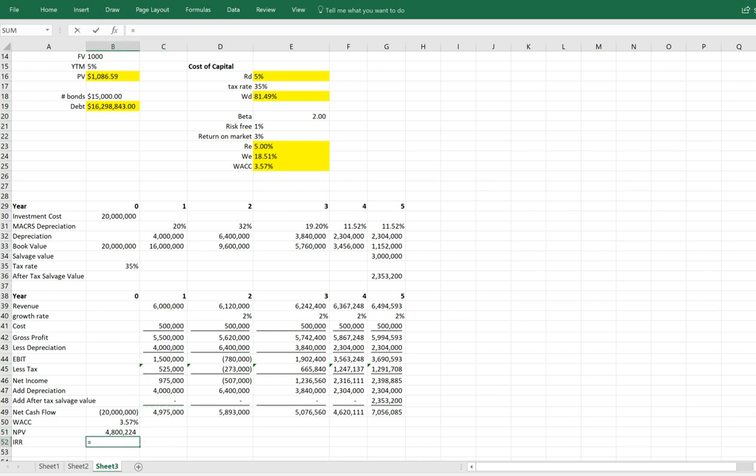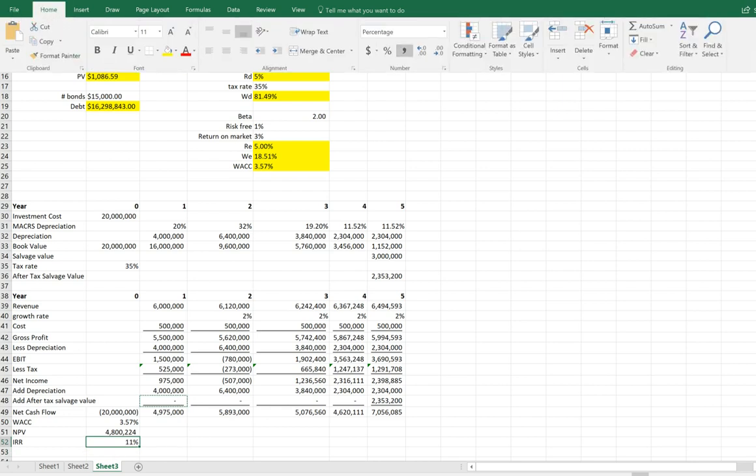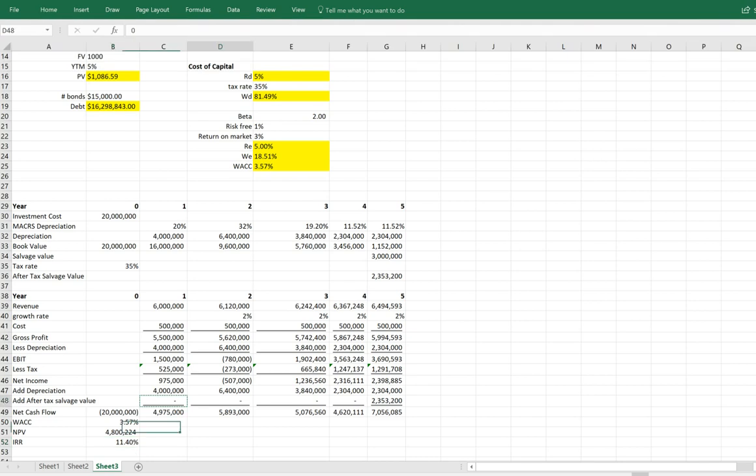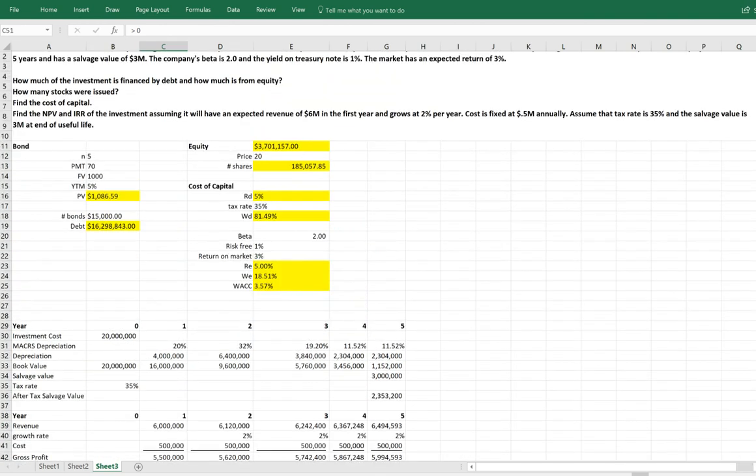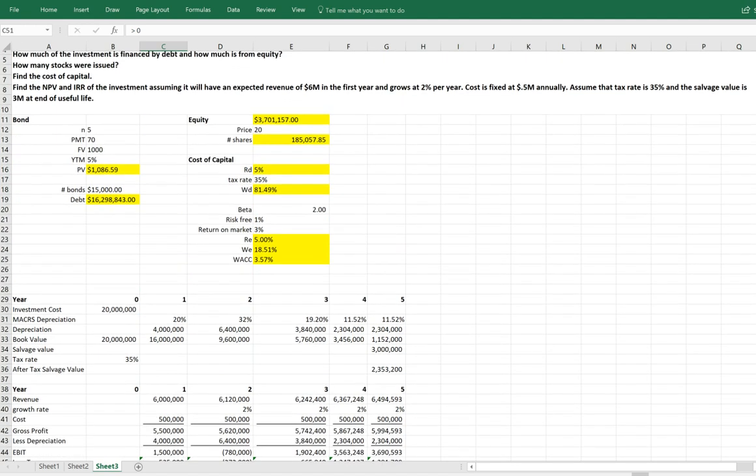Now let's get the IRR. The IRR is 11.4%, which is really good. This is bigger than the weighted average cost of capital, so the project is good. The NPV is bigger than 0, so the project adds value to the company. I guess that's it.